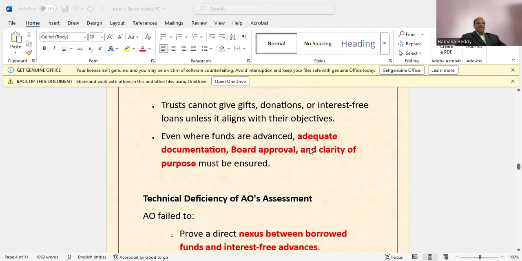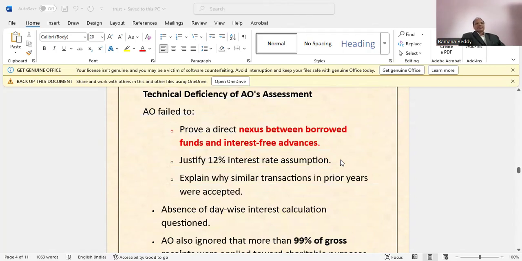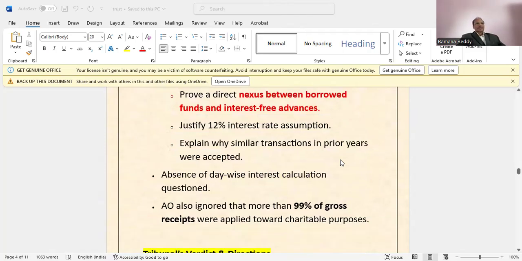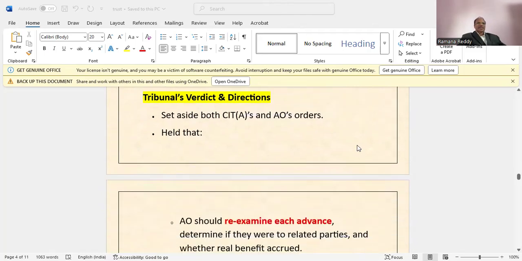The technical deficiencies of the AO's assessment were that the AO failed to prove a direct nexus between borrowed funds and interest-free advances, justify the 12% interest rate assumption, and explain why similar transactions in prior years were accepted. There were also questions on the day-wise interest calculation. The AO also ignored that more than 99% of gross receipts were applied towards charitable purposes. Now we will see the Tribunal's verdict and directions.